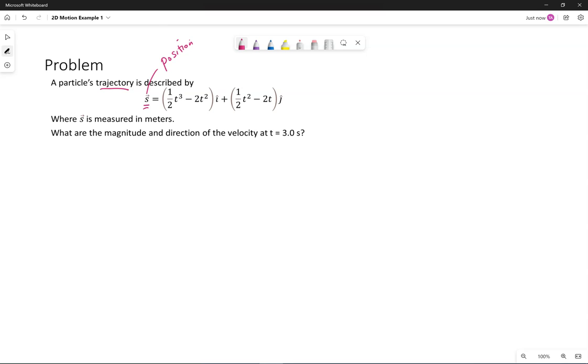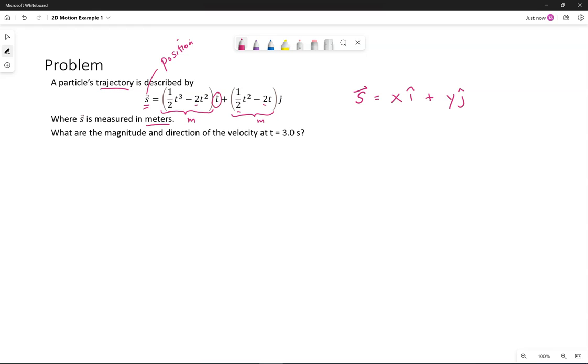It tells us that S is measured in meters, meaning the 1/2, the 2, the 1/2, the 2 need to have units such that when we plug in time, the whole term comes out in meters. Now, remember, we can say that the position of an object at any given moment in time can be written as some sort of x component plus some sort of y component.